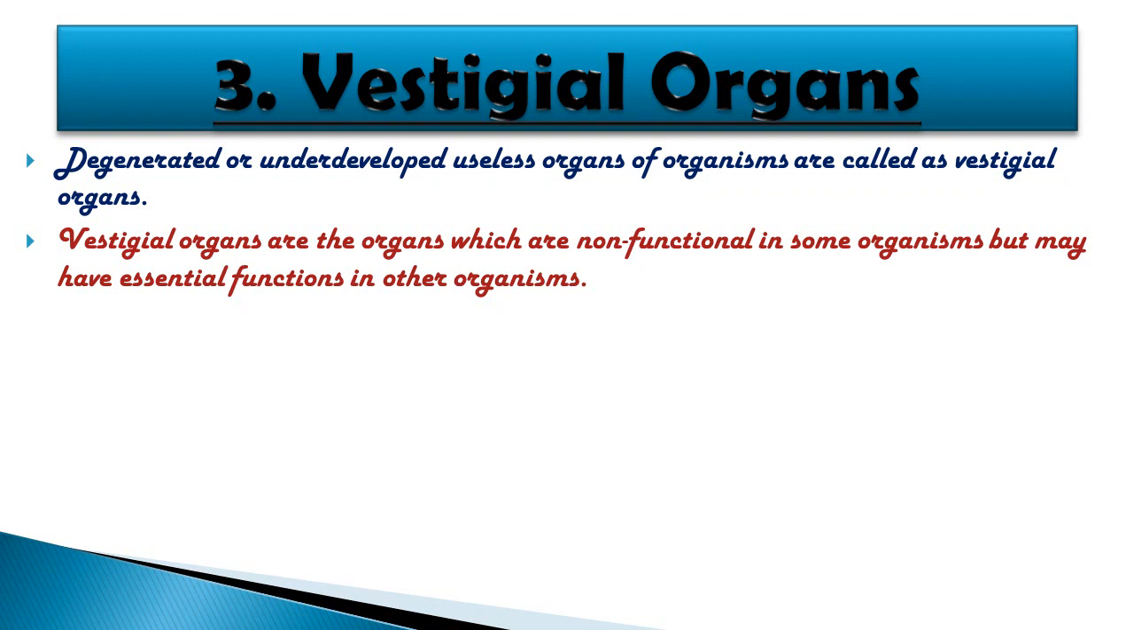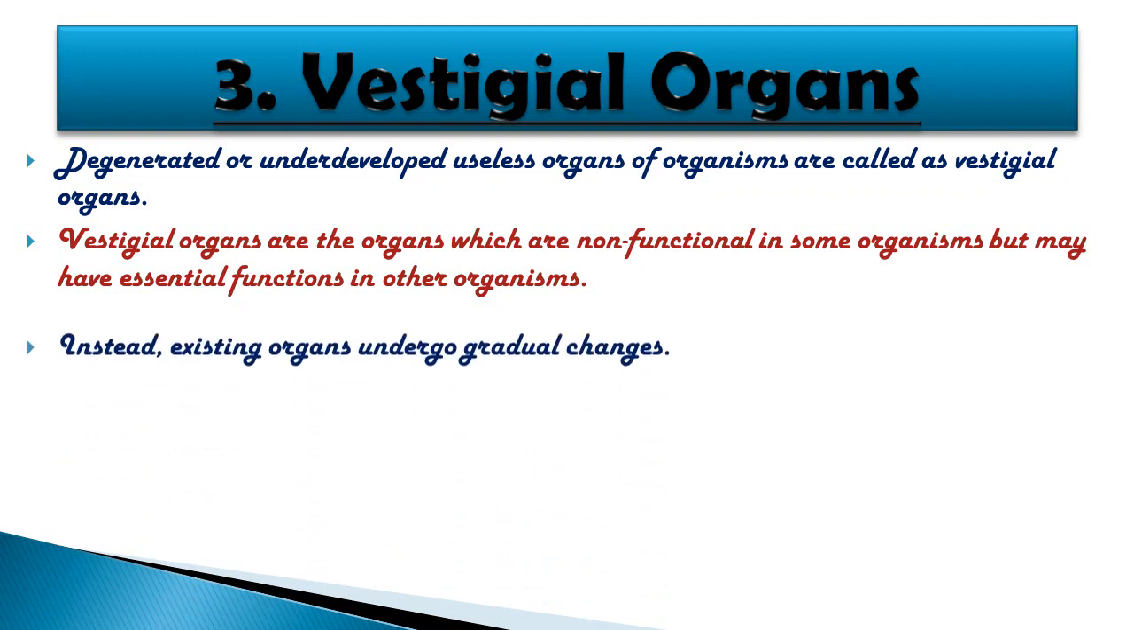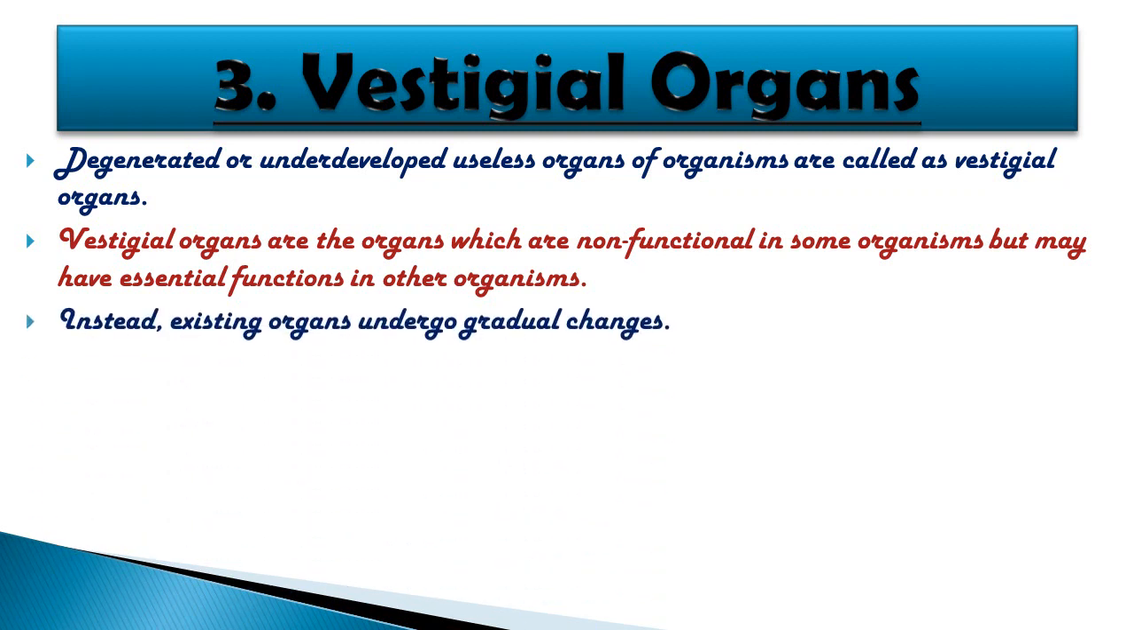That means we can take a human being, for example. There are some organs in human beings which are non-functional, but in other organisms like ruminants or other animals, similar organs are functional. So these are vestigial organs which are non-functional in one organism but may be fully functional in another organism. And in living organisms, sudden development of new tissues or organs for living in a changing environment is not possible; instead, existing organs only undergo gradual changes.